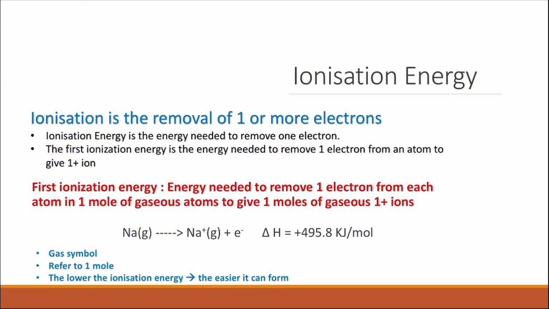So remember that the first ionization energy is the energy needed to remove one electron from each atom in 1 mole of gaseous atoms, if they ask you for the definition, to give 1 mole of gaseous 1+ ions. When you write the equation, you need to add the gas symbol for both the atom and the ion, and you need to add the electron as well. Refer to only 1 mole of the substance when you do this.